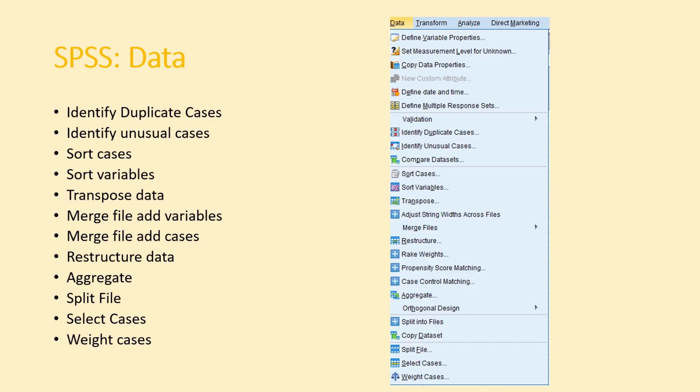In SPSS, the Data menu bar has different options, or data management options: identify duplicate cases, unusual cases, sort variables, transpose data, merge files, add variables or add cases, restructure data, aggregate data, split file, select cases, weight cases.